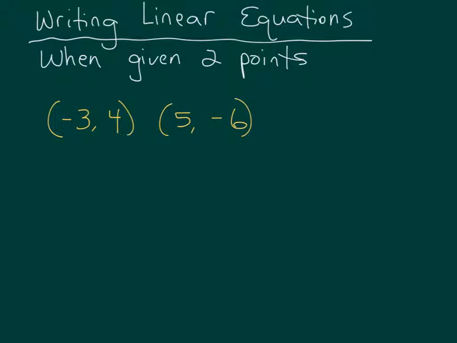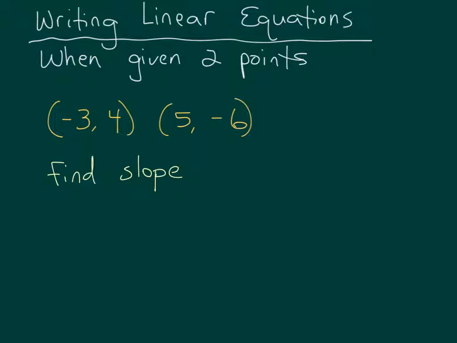All right, so now we're going to work on writing linear equations when given 2 points. So they give us 2 points and that's it. The first thing we have to do, this is a very step-by-step process, is find the slope. So I need to find the slope from these 2 points.